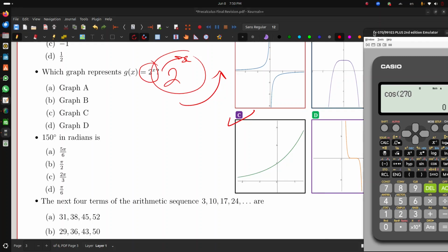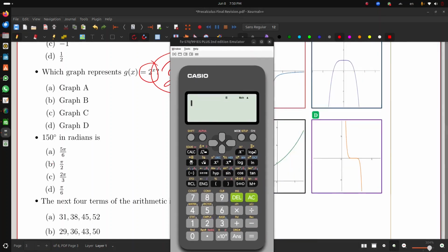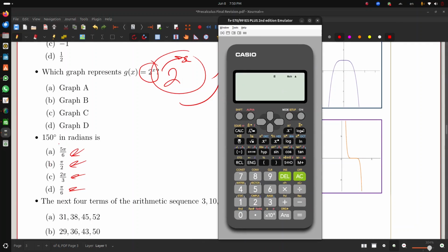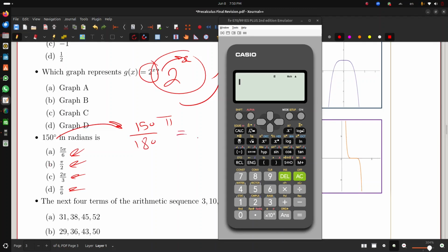Okay, 150 in degrees. The easiest way is to replace each pi in these answers with 180 till you find the answer. For example, pi over 6, I'll make it 180 divided by 6. Is it 150? No, it's not 150, so this one is wrong. You can use trial and error till you find 150, or change from radians to degrees. All what you need to do is divide it by 180 and just put pi beside it.